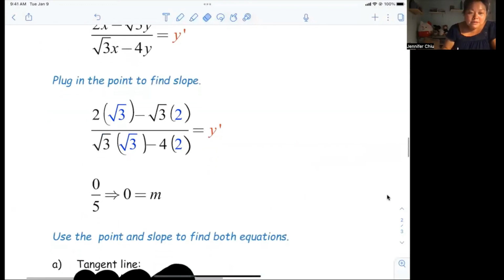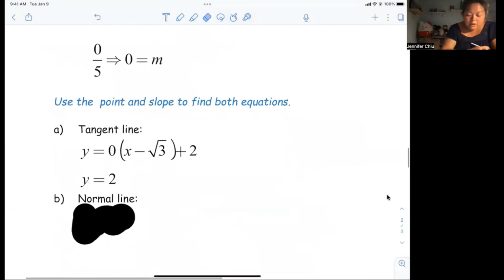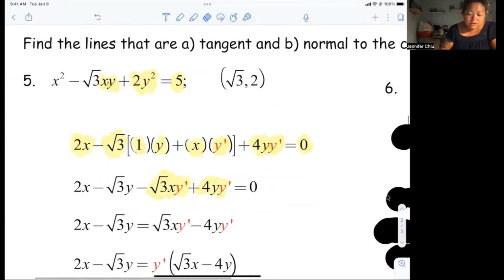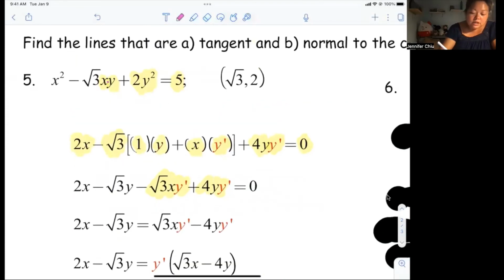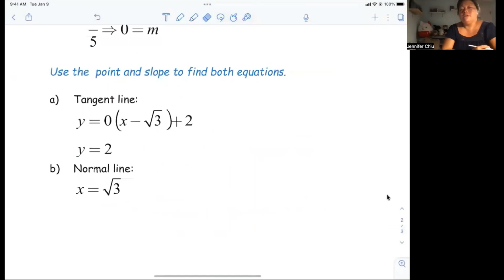So if my slope is 0, then I use point slope form. I get y equals 2, right? And if you know that, then if y equals 2 is your tangent line, your normal line is going to be a vertical line, then that's going to be x equals something. So if you go back up and see your equation, if your tangent line is y equals 2, then your normal line is going to be x equals this root 3 right here. That is your other term in your point. So that's why x equals root 3 is your normal line for this one.